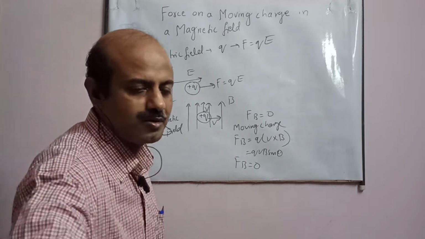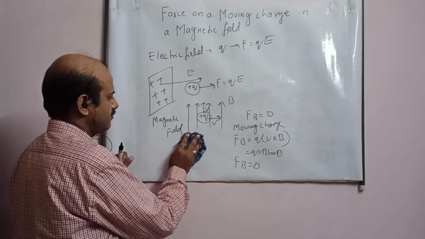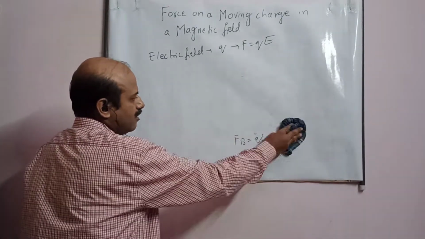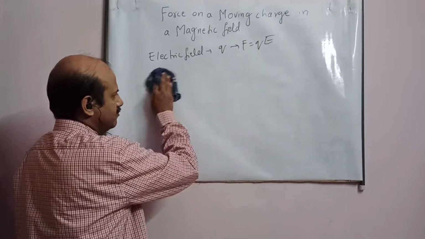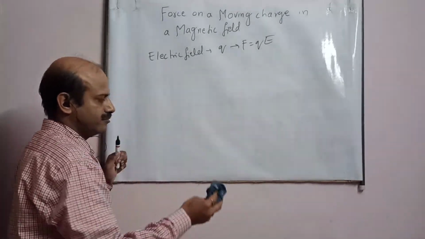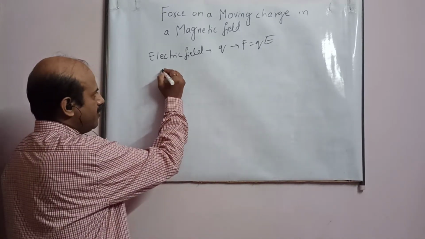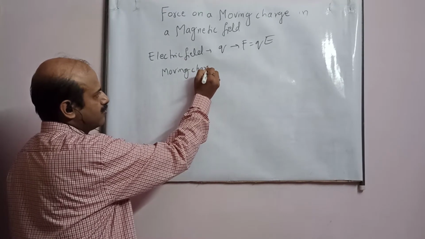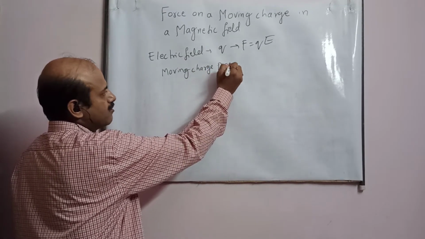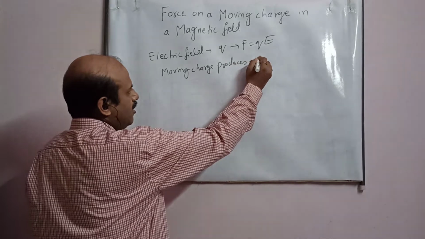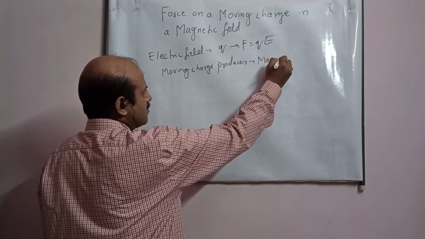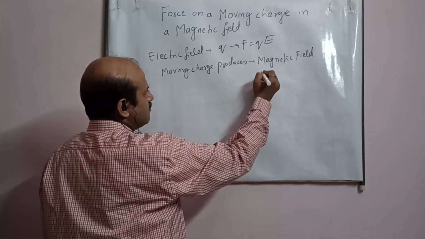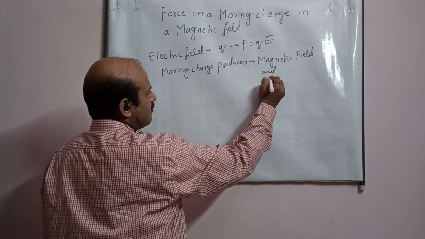So what is the basic theory, student? The basic theory is a moving charge produces magnetic field, first thing, as well as electric field.